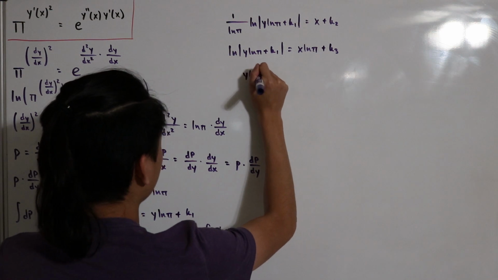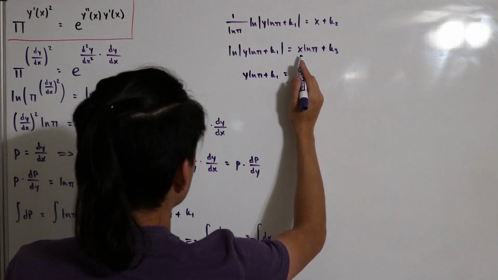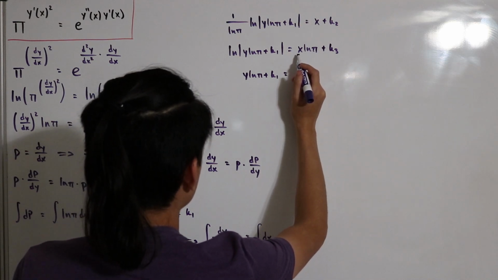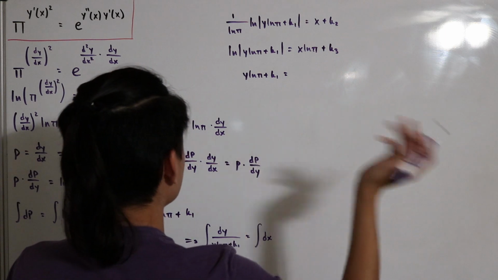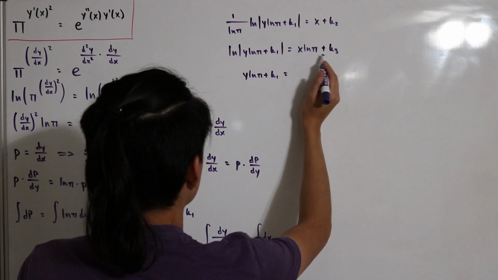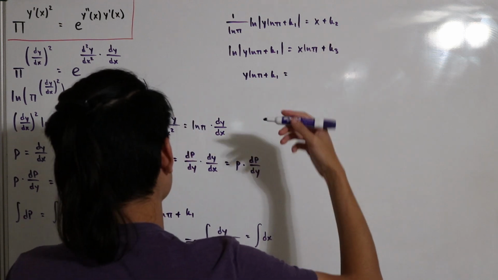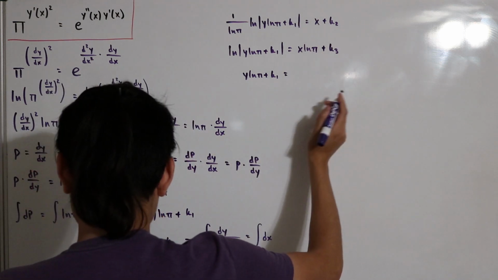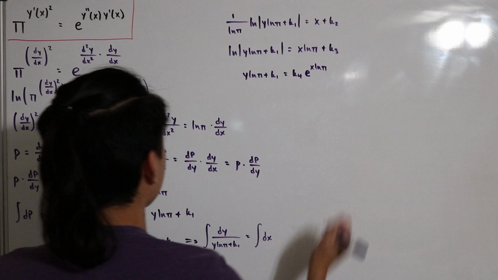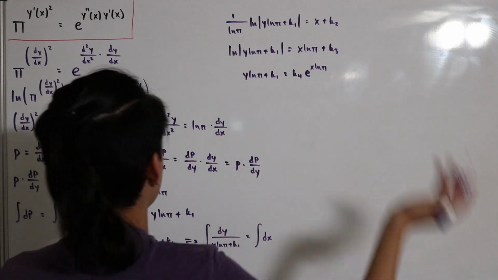So this is y ln of pi plus k sub 1. And then it's equal to, if you use your rules of exponents with the e base, you're taking e and the whole thing is the exponent. Using your rules for exponents, it's an addition, so you can separate the bases out. So it's e to the power x times ln of pi times e to the power k sub 3. E to the power k sub 3 is still a constant, and I'll rewrite this as a new constant denoted as k sub 4, and then we have e to the power x ln of pi. And now of course e to the ln just cancels, so we're just left with pi to the power x.